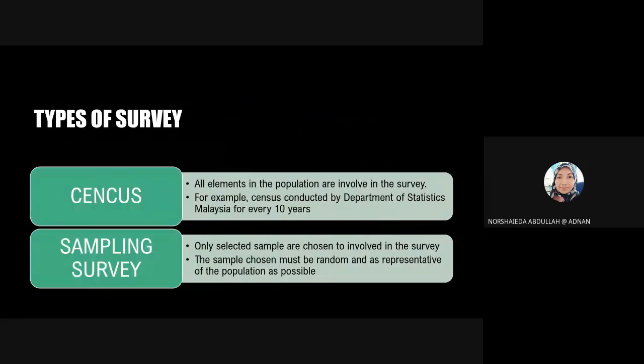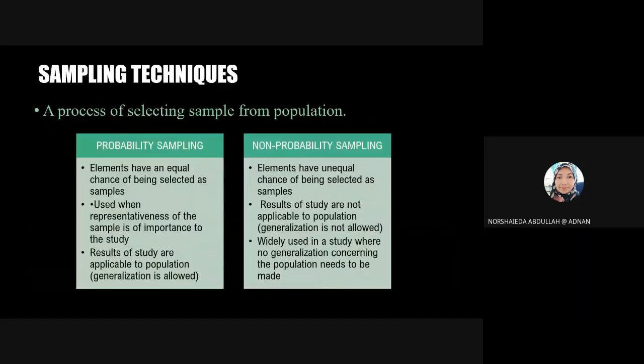Okay, so how to select a good sample. Ada two methods of sample selection ataupun kita panggil sampling techniques. Okay, ada two methods of sampling techniques: probability sampling and non-probability sampling. Okay, so yang bagusnya is the probability sampling lah.